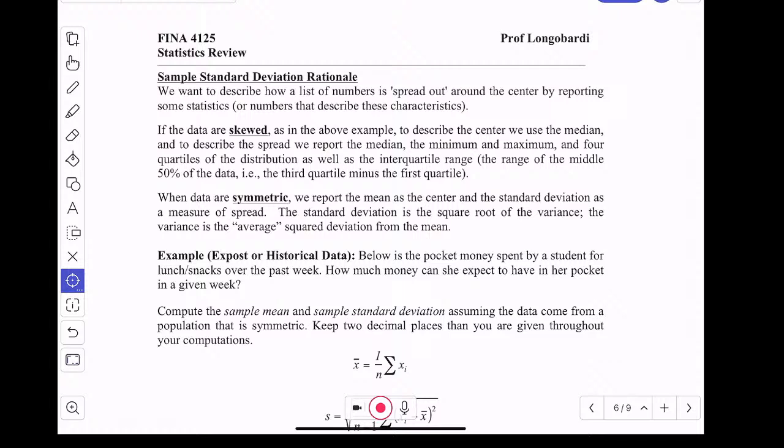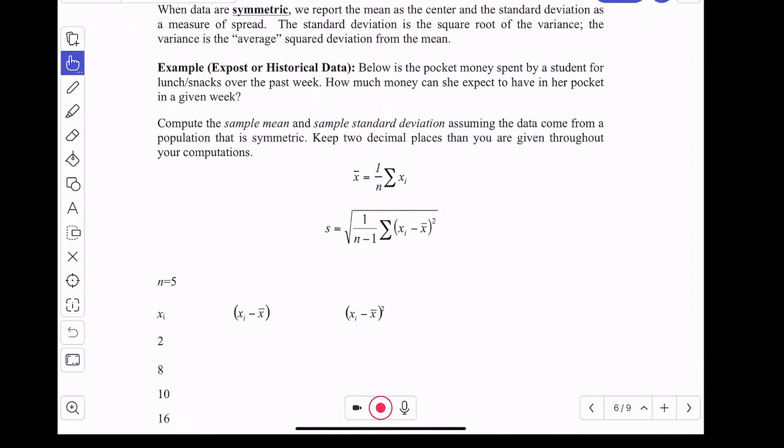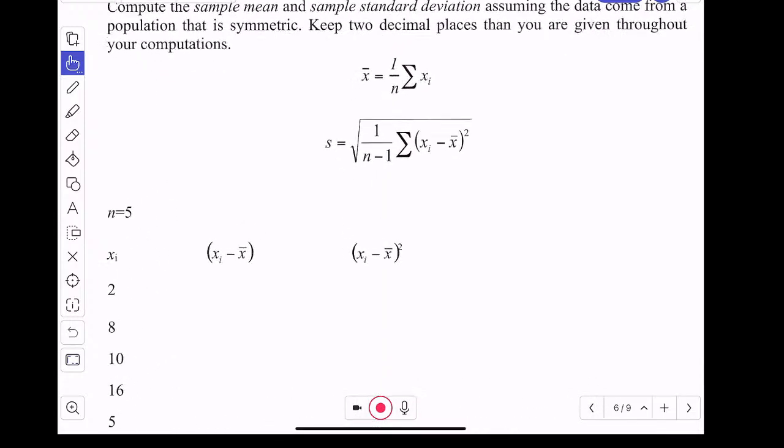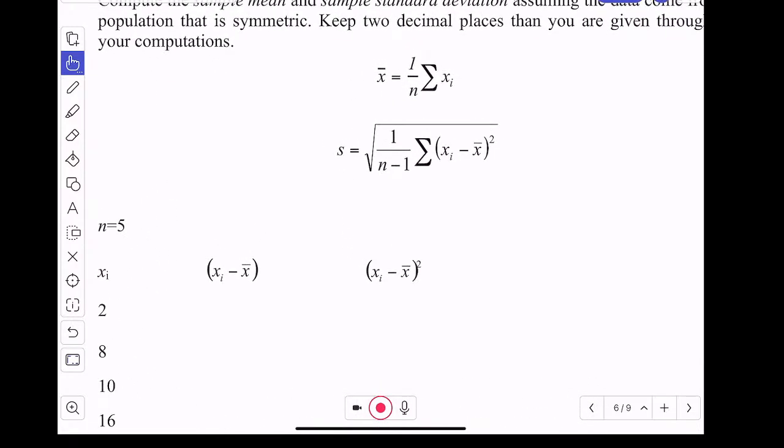So, I'm going to demonstrate what this all means and why we do it with this example. Here is the formula for mean and standard deviation. This is the symbol sigma. It's the capital letter S in Greek. And here it implies sum. So you want to sum all the observations.